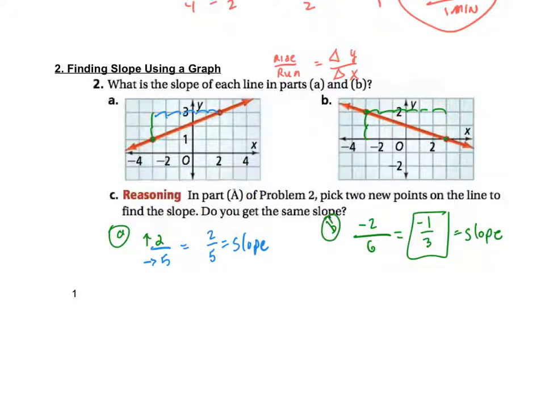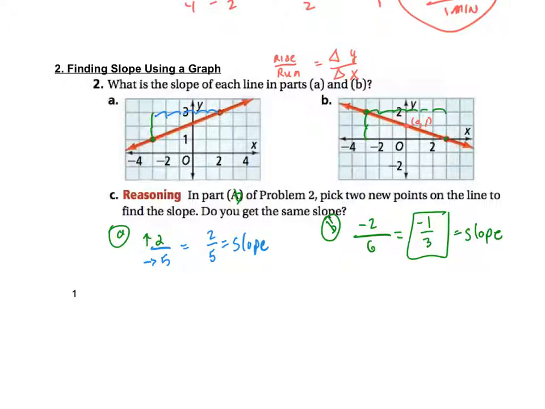And this next question isn't the right question for what I need you to look at. But in part B of problem 2, pick 2 new points on the line to find the slope. Do you get the same slope? Well, the graph doesn't get big enough for me to get the length, but I might be able to turn around and say, it looks like that point's on the line. So if I were to use that point, it is going to be 0, 1.